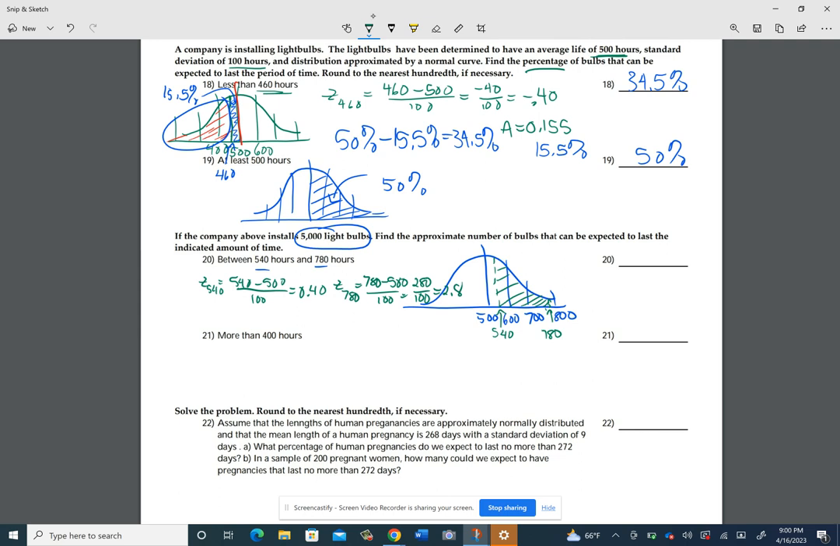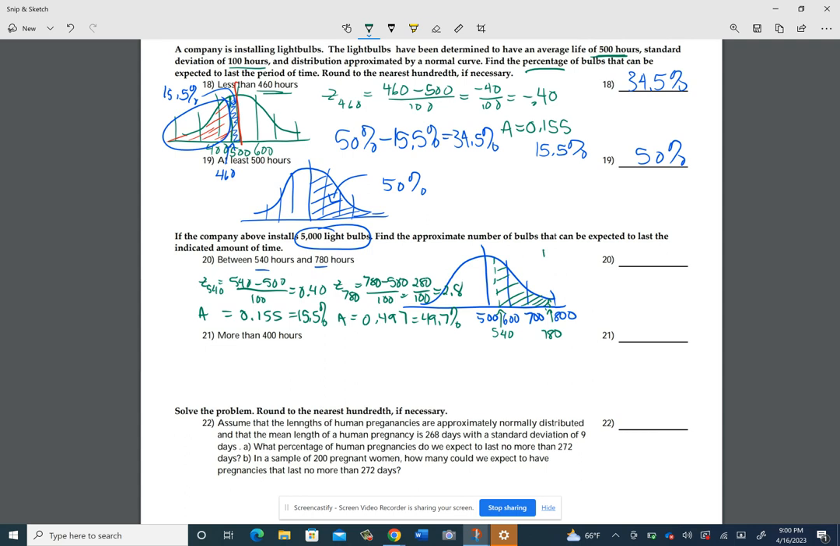The A value for each of those: the A value for 0.40 was 0.155. The A value for a z-score of 2.8 turned out to be 0.497. Now you can keep it a decimal since you're going to need to be multiplying by 5,000 to get the actual number. If you want, I usually, in my mind, think 15.5%, and here I have 49.7%, and both of those represent from the z-score.